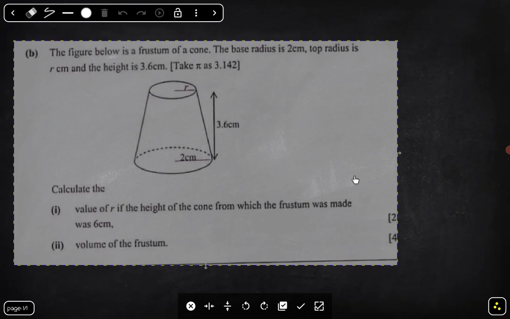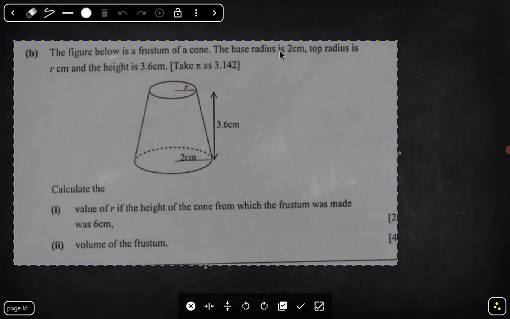This is from a past paper. I've forgotten which I picked this one from. The question reads: the figure below is a frustum of a cone. Now a frustum is simply the shape that you remain with once you cut the top part of a cone. I'll explain that in detail.